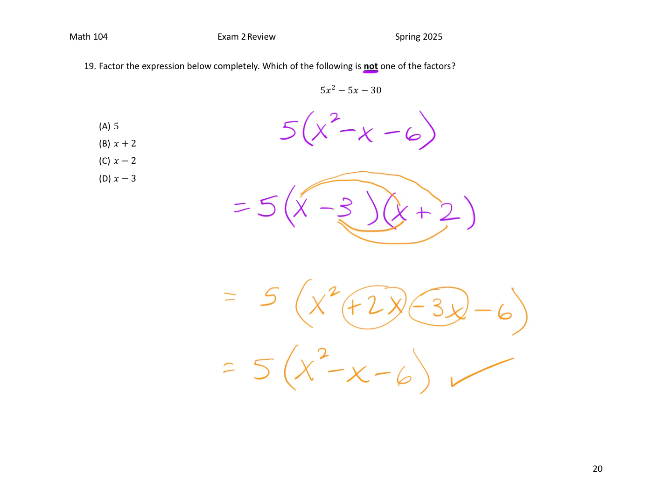Okay, so my three factors are 5, x minus 3, and x plus 2. So 5 is a factor, x minus 3 is a factor, x plus 2 is a factor. So C is the one that is not a factor.